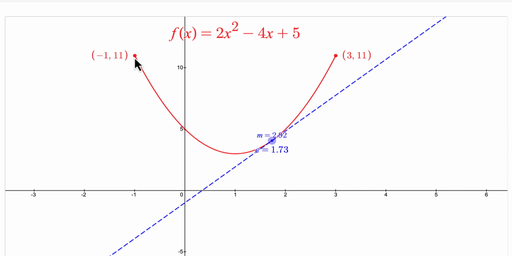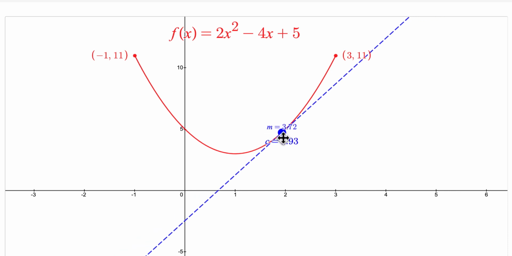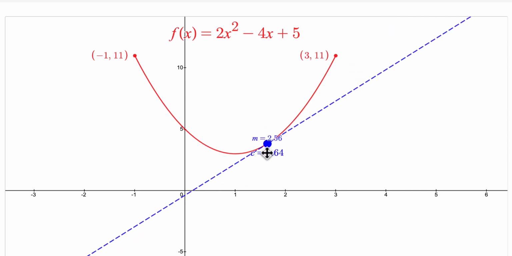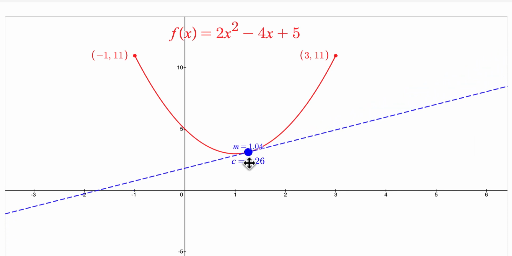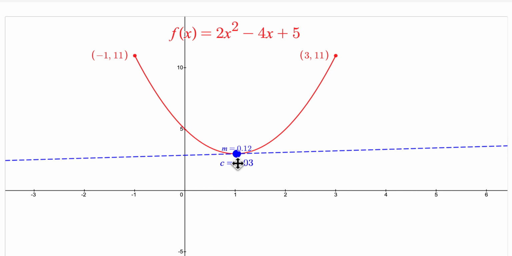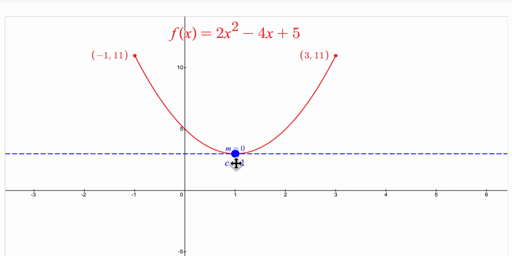So if that's true, then there must be a point C between -1 and 3 where the slope of the tangent is 0. And we found that that happens at a C value of 1. So we can see when C is 1, the slope of the tangent line is 0.